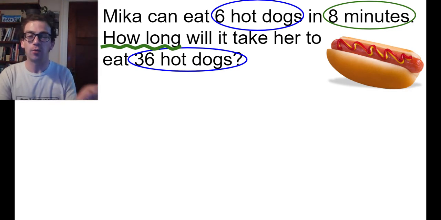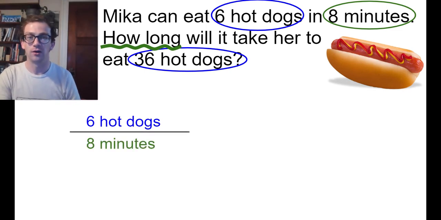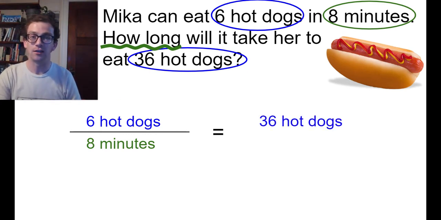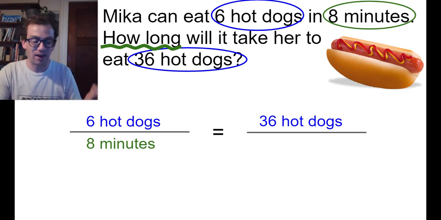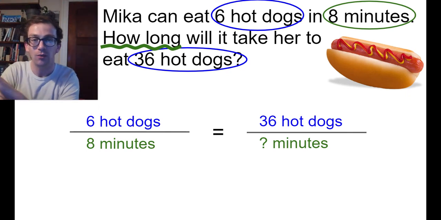All right, now that I've pulled out that important information, I know what I'm comparing, I can put it into a proportion. So first, I know she can eat 6 hot dogs in 8 minutes. So there's my ratio, comparing number of hot dogs versus number of minutes. Since it's a proportion, I'm going to write an equal symbol. And then, of course, I'm going to write my second ratio. Well, she can eat 36 hot dogs in how many minutes? I don't know yet, so I'm going to throw a question mark right there. All right, so now we've set up the proportion.